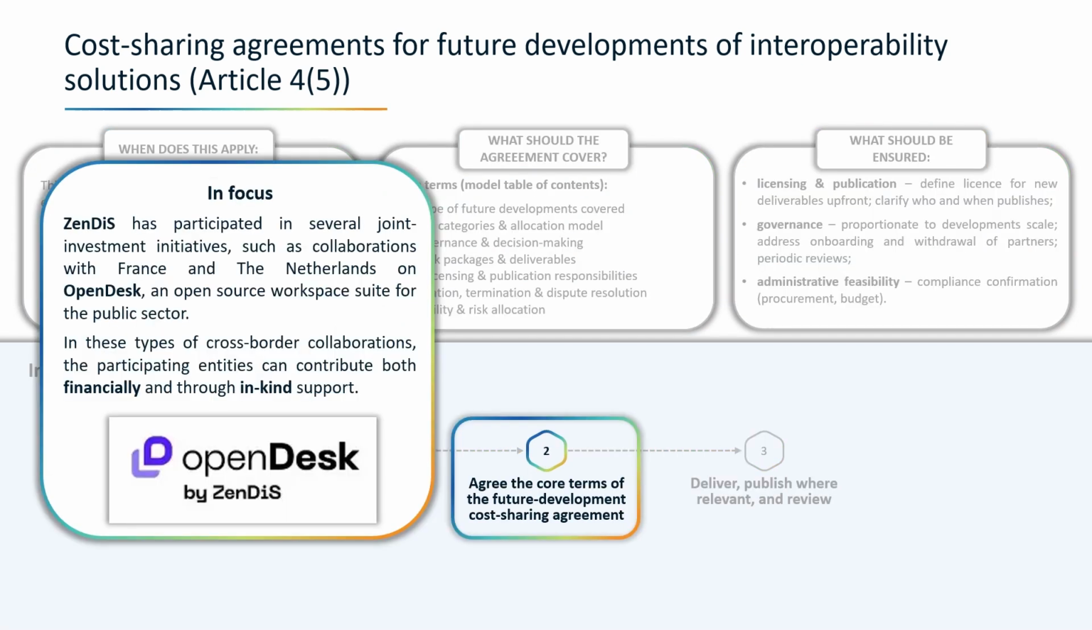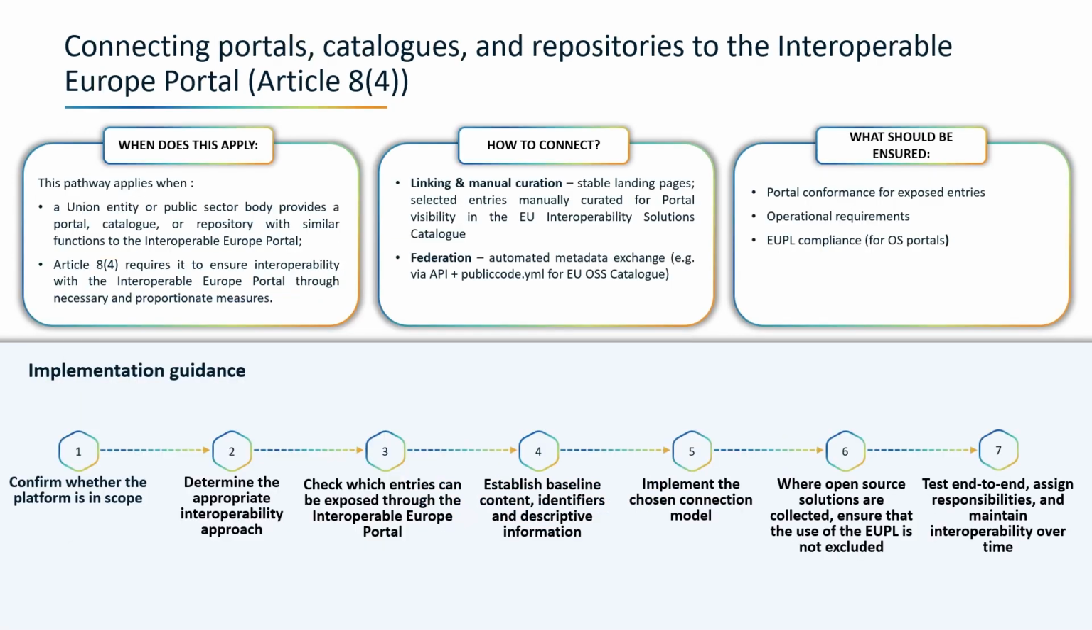A straightforward example of what this pathway could look like in practice is Zendis. Zendis is Germany's Center for Digital Sovereignty that together with France and the Netherlands co-founded OpenDesk. OpenDesk is an open source workspace suite. So these countries jointly funded core libraries, including a collaborative writing application. And regarding the allocation of resources, the contributions here were both financial and in kind.